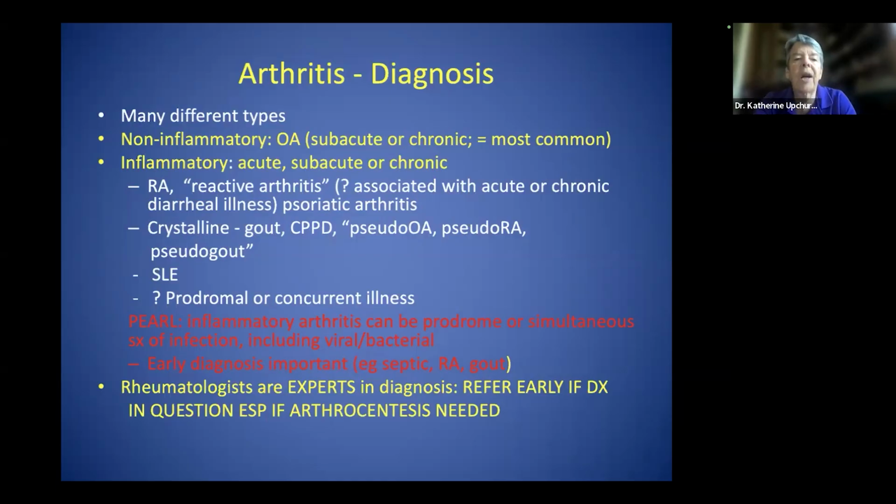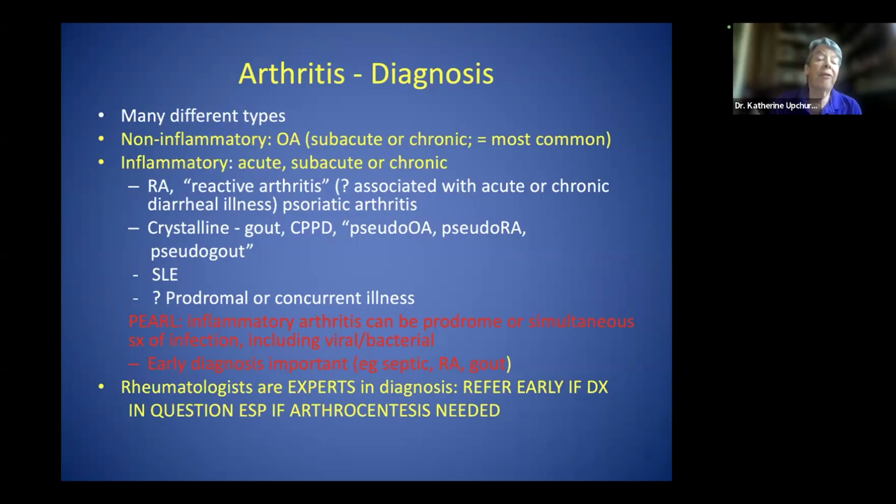Now, inflammatory arthritis can be acute, it can be subacute, or it can be chronic. Acute would be days to a few weeks. Subacute would be a few weeks to slightly longer. Chronic would be weeks to months. So included in the inflammatory group would be rheumatoid arthritis, and we'll be talking about that in a minute, briefly. A condition called reactive arthritis, which is associated with acute or chronic diarrheal illness, with other conditions such as psoriasis.